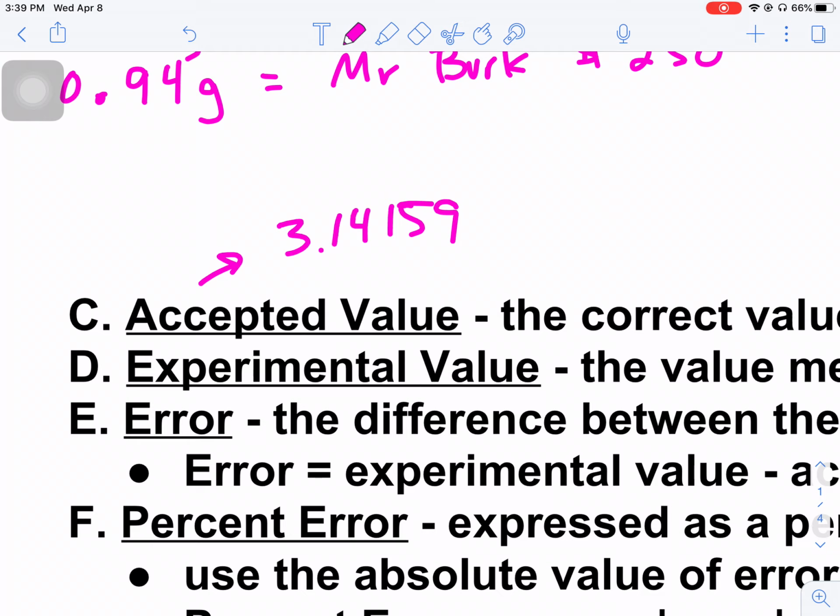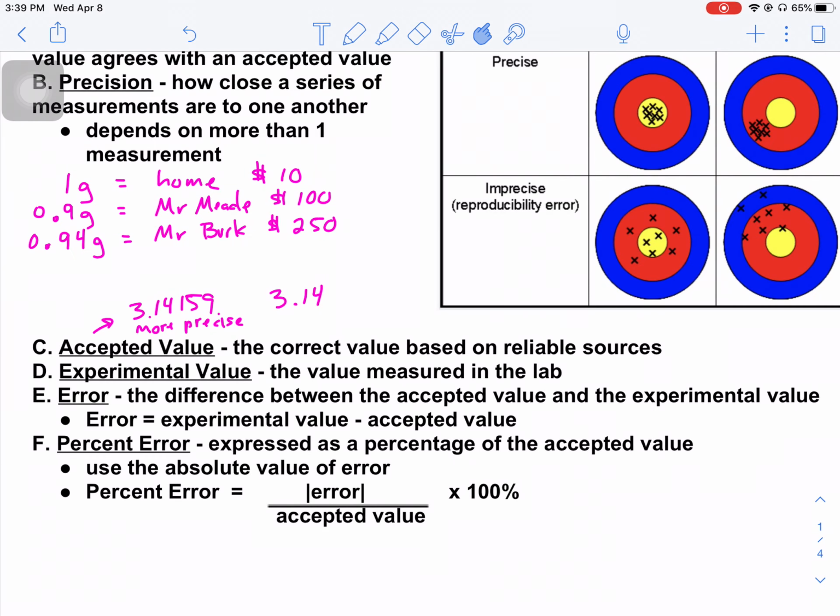Now, we know that pi can go on for hundreds and hundreds of decimals. In fact, I think it just goes on forever, but this is a relatively precise answer. So 3.14159 is the accepted value, but many times in your math classes, you maybe only use 3.14. So they're both accurate in that they both represent the true value of pi, but this one would be more precise, and the one that you kind of memorize, the 3.14, would be less precise. Both of them are correct, just one of them has more digits and therefore is more precise. So accepted value is the correct value based on a reliable source.